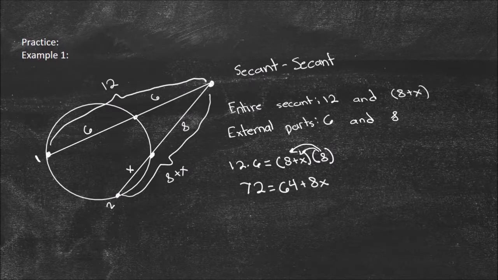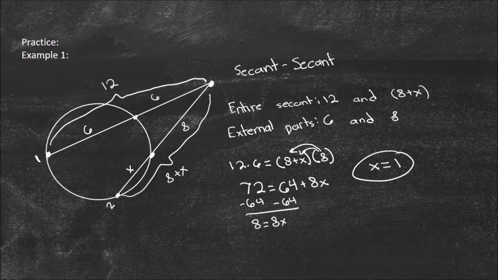And now this is looking good. Just subtract 64 from both sides. I get 8x equals 8. And that means x equals 1. So that's how you solve that problem. A little tougher, but if you go step by step and you know your rules, it's nothing to be too worried about. You can handle it. So, next one.